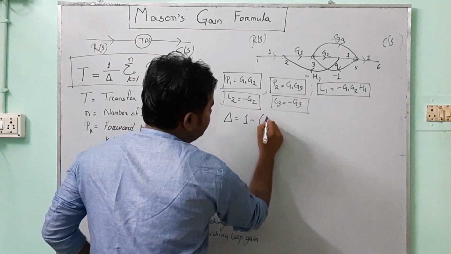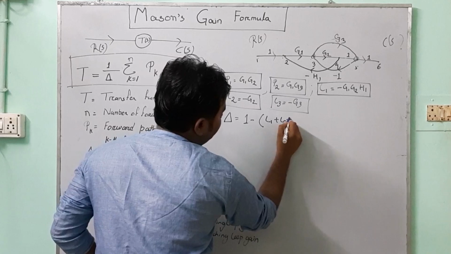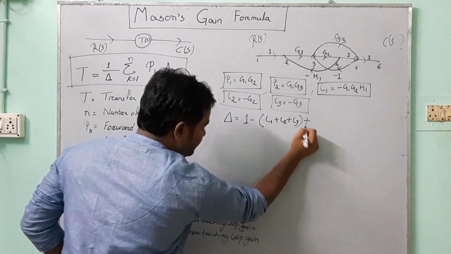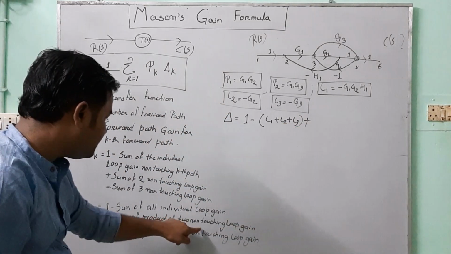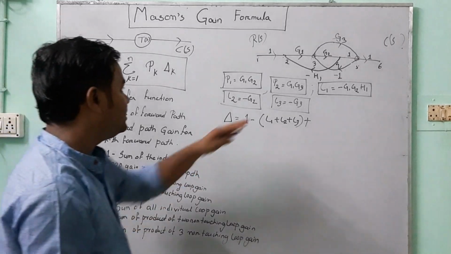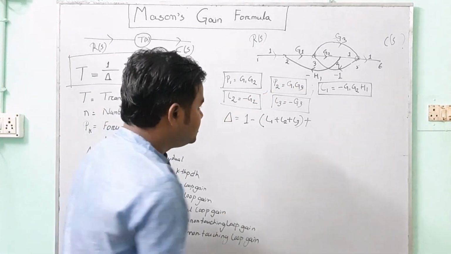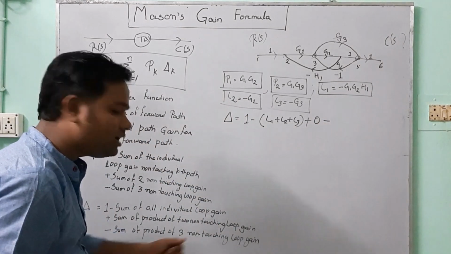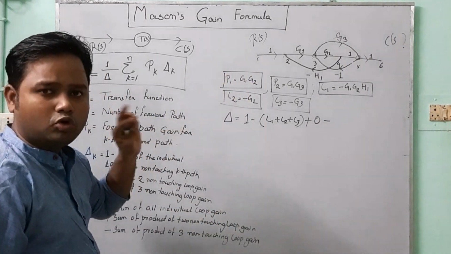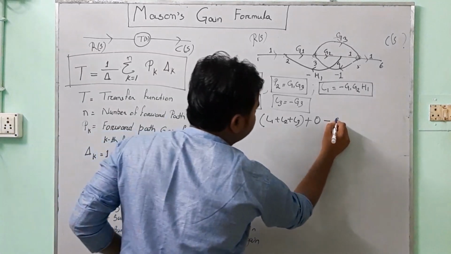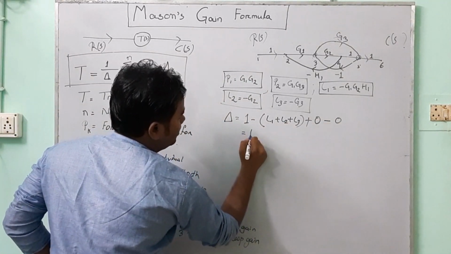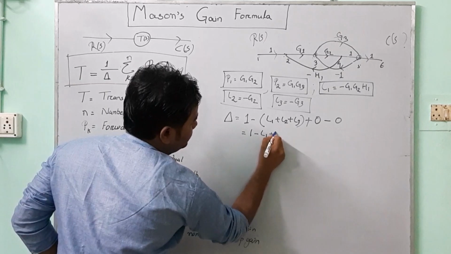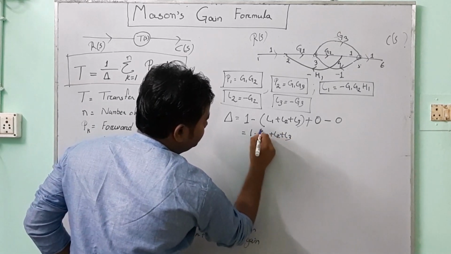So 1 minus L1 plus L2 plus L3. Then plus sum of product of two non-touching loop. Here there is no non-touching loop present, so this value is 0. Again minus sum of product of three non-touching loop. Here also no three non-touching loop is present, so this value also is 0. So value of del will be 1 minus L1 plus L2 plus L3.